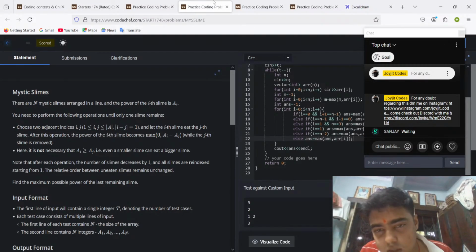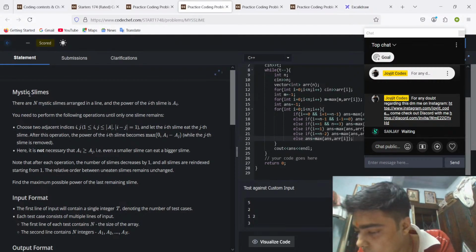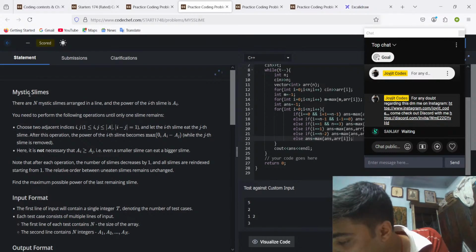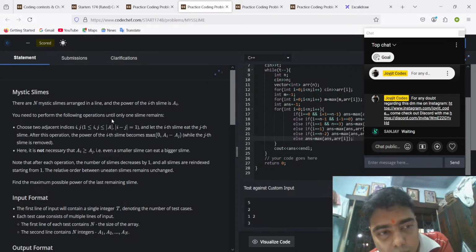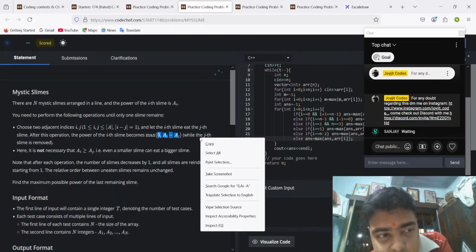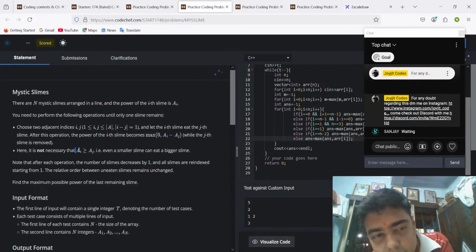Okay, so let's move on to the second problem, Mystic Slimes. There are n mystic slimes arranged in a line, and the power of the ith slime is a of i. You need to perform the following operation until one slime is remaining. You can choose two adjacent indices and let the ith slime eat the jth slime. After this operation, the power of the ith slime becomes maximum of 0 and a of i minus a of j, while the jth slime is removed. It is not necessary that a of i has to be greater than or equal to a of j.